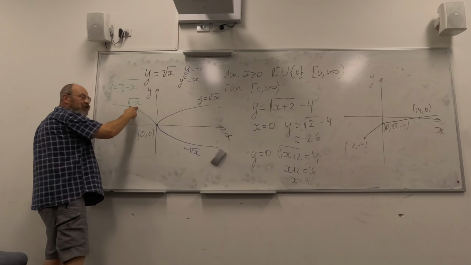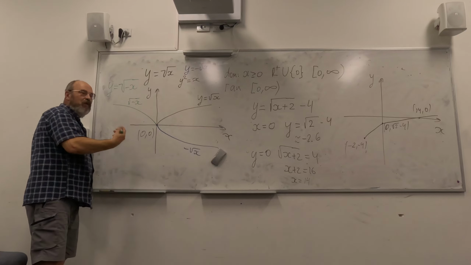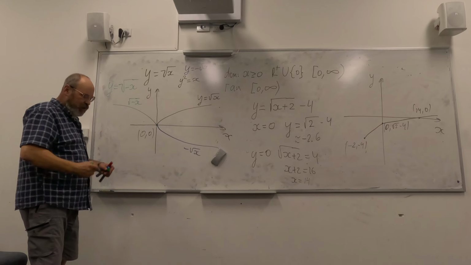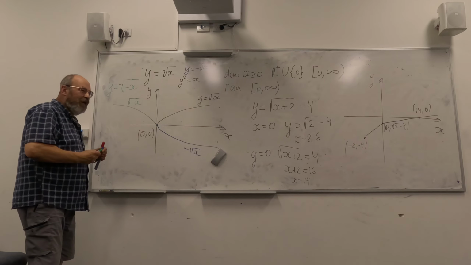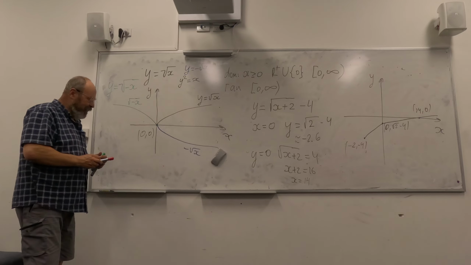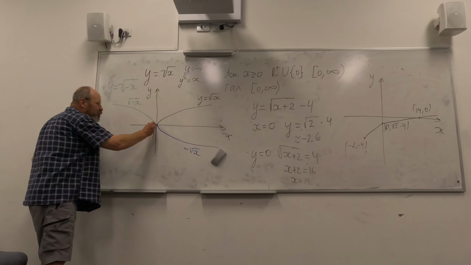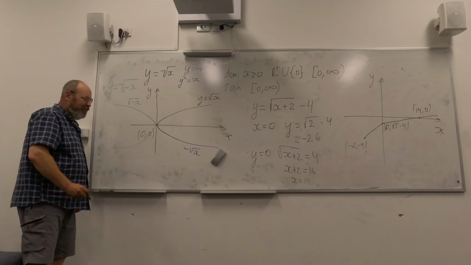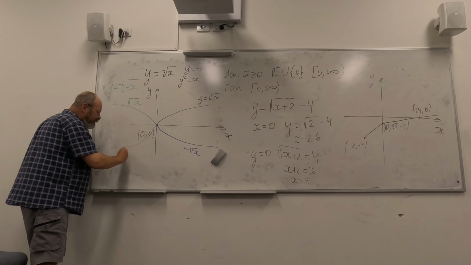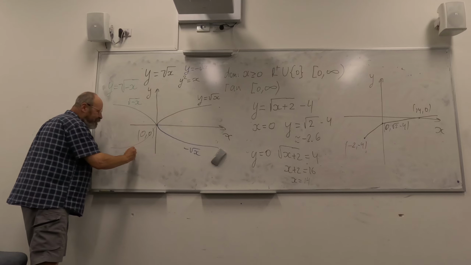If you take x as a negative number, negative becomes positive, so you have a positive number under the square root. And now, what will be the equation of this one? Negative square root of negative x.